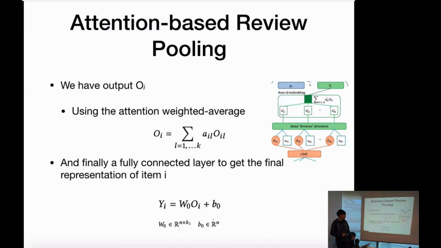And finally, this concatenated output of the reviews goes into a neural network to give the final representation for the item or the user, depending on which side of the network it is in.